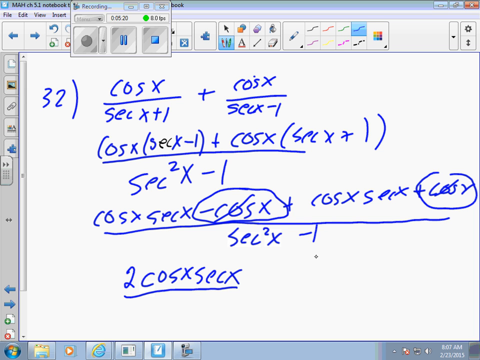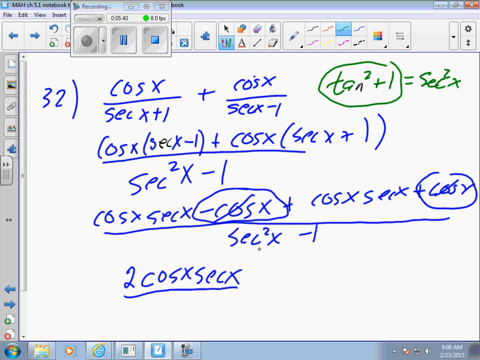If I do my substitution, I know my identity is tan squared plus 1 equals secant squared. So when I substitute in here, I'm substituting tan squared x plus 1 in for the secant squared. So I'm going to do that: tan squared x plus 1 minus 1. The plus 1 and minus 1 go away, and I'm left with down here the tan squared x.